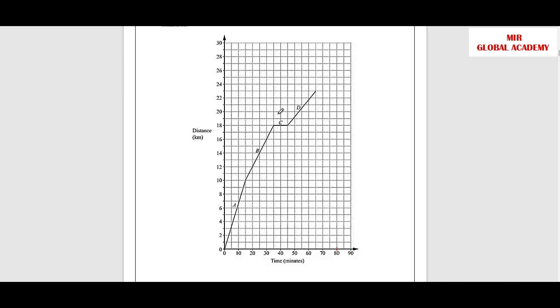If you compare all of them, the first part, part A, the line is steeper. This is the steepest line among all of them. Steepness is basically the gradient, and gradient in a distance time graph is speed. So in part A, the speed is the fastest speed.